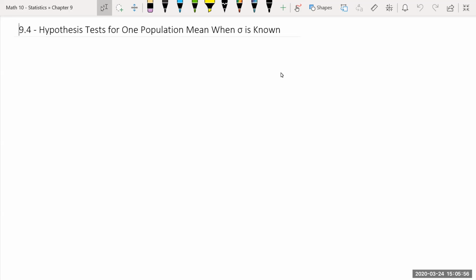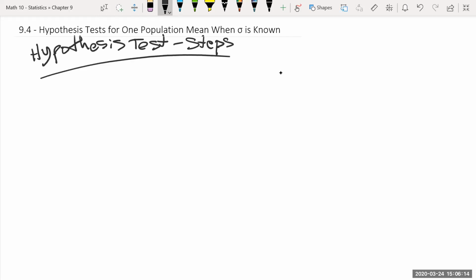So we're actually physically jumping into the hypothesis testing. So let me just do a couple quick reviews to get us started. Recall for a hypothesis test, let's list the steps down. Hypothesis test steps. Now notice the title of this. We're doing hypothesis tests for one population mean when sigma is known. Remember, sigma is the population standard deviation.